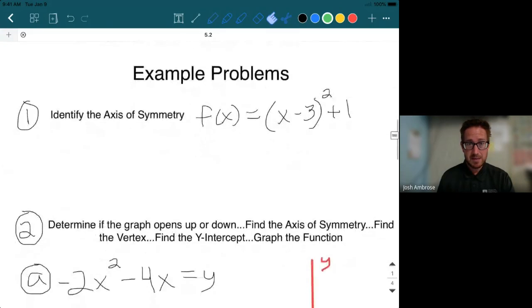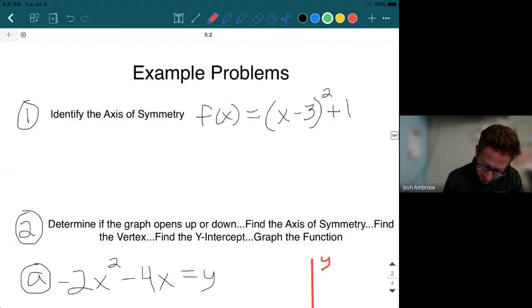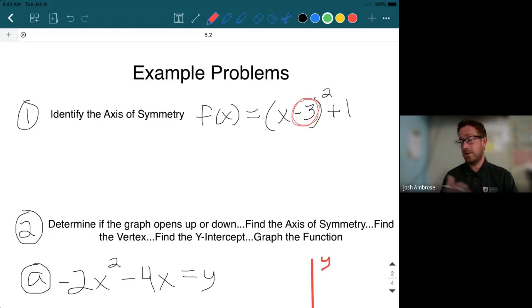It's a minus h. So what that means is this guy right here is what we're focusing on. If we're in the vertex form, life is easy. There's no calculations you have to do. You just have to find h. If it says minus h, then you're simply writing x equals now a positive 3.